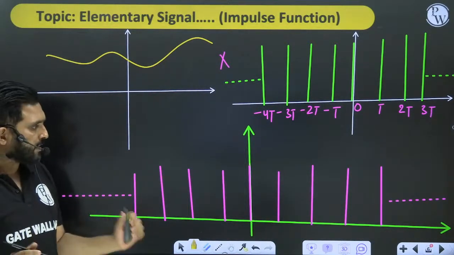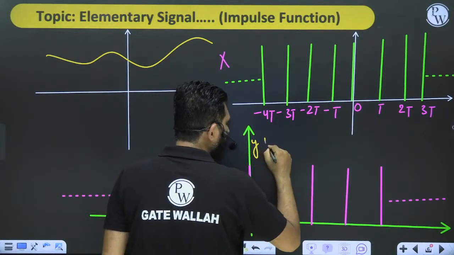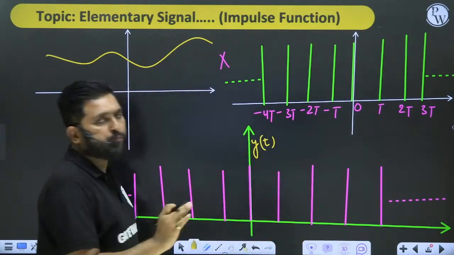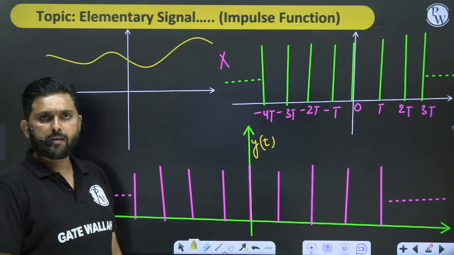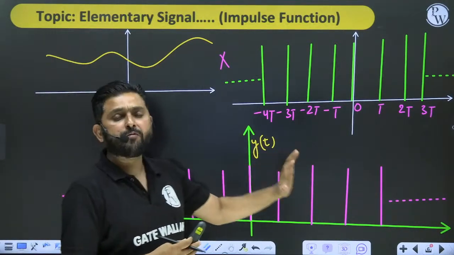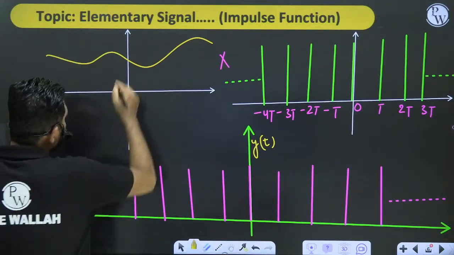Let me call this y(t). The question is how you will write this mathematically. What is the expression for y(t) mathematically? That's what the point is. See here, this is x(t).